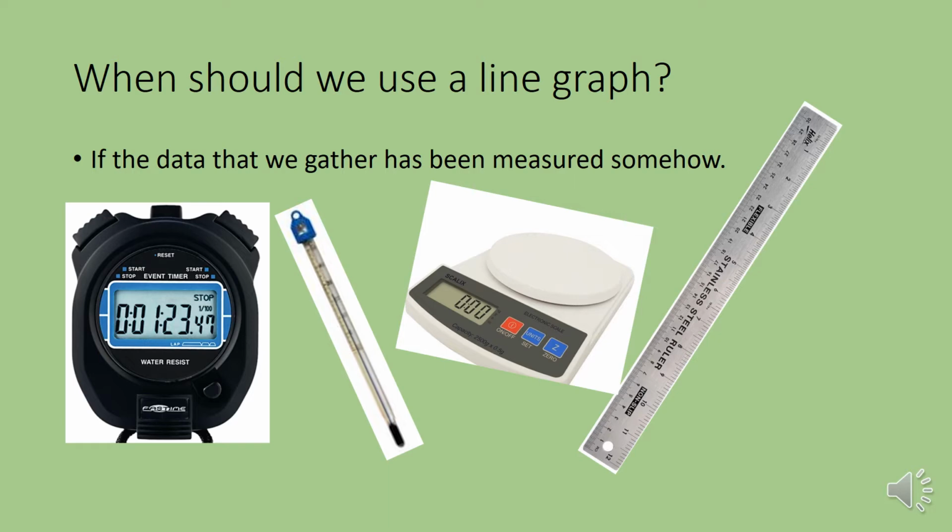So remember, if we can measure something, or if we can have part of something, so we can have part of a centimetre, can't we? We can have millimetres, so we could have 1.23. Then we can use that information in a line graph. Also, money can be represented in a line graph too.